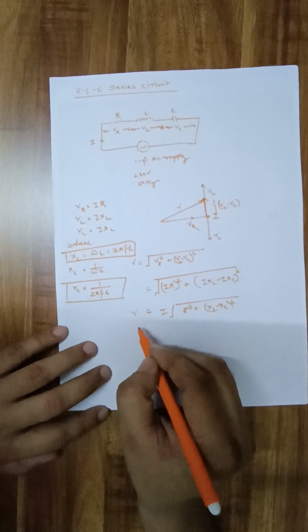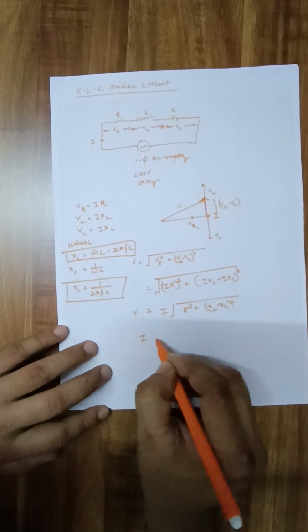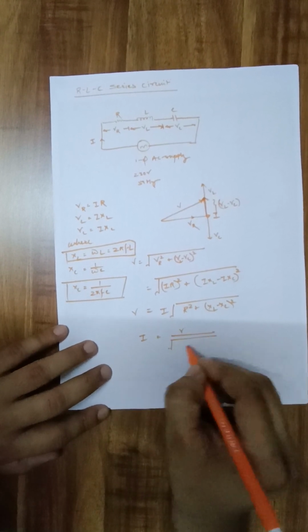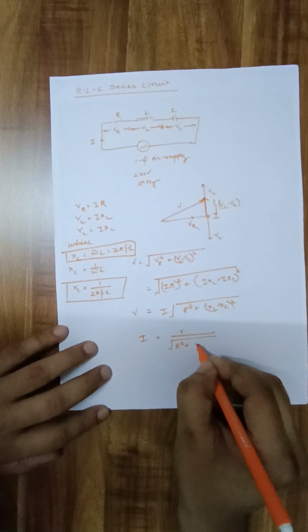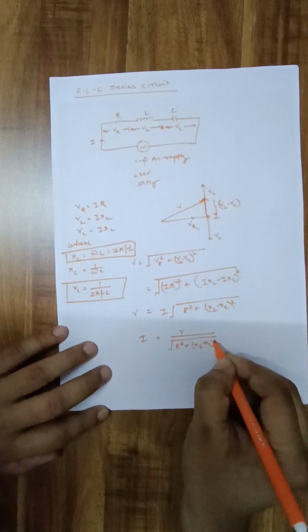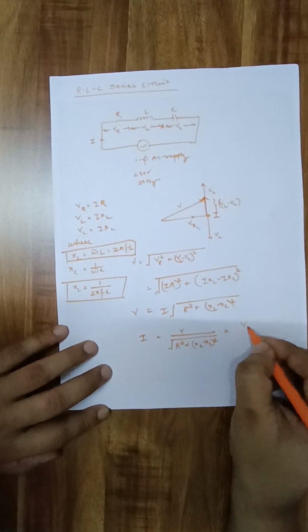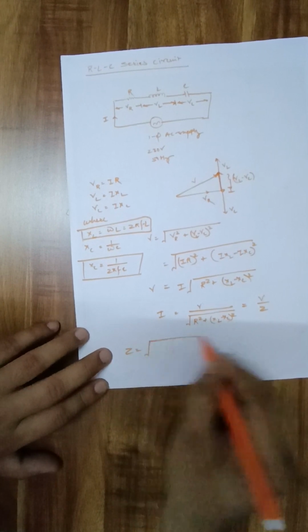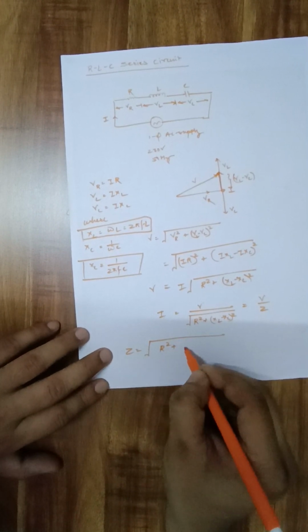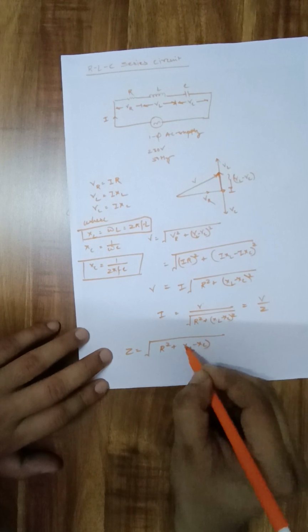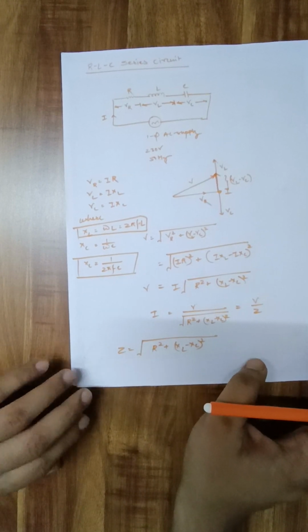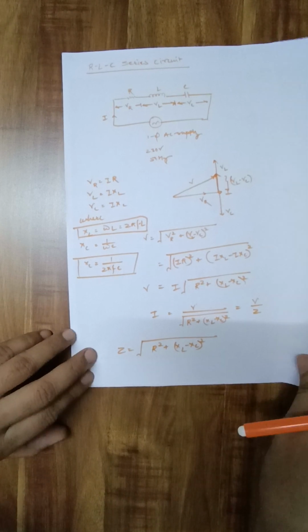So here V is there. So I will be equal to V upon under root R square plus XL minus XC square. It is termed as Z, impedance. So Z will be equal to under root R square plus XL minus XC square. Clear?